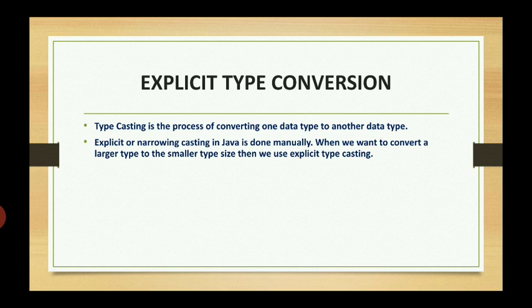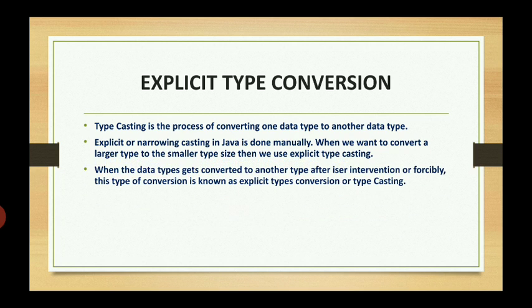Okay. So when we want to convert a larger type to the smaller type, for example, generally what happens in implicit, always it will get converted to higher type. But here I'll just forcefully convert the higher type into lower type, and that will be done manually. So when we want to convert a larger type to a smaller type, then we use explicit type conversion.